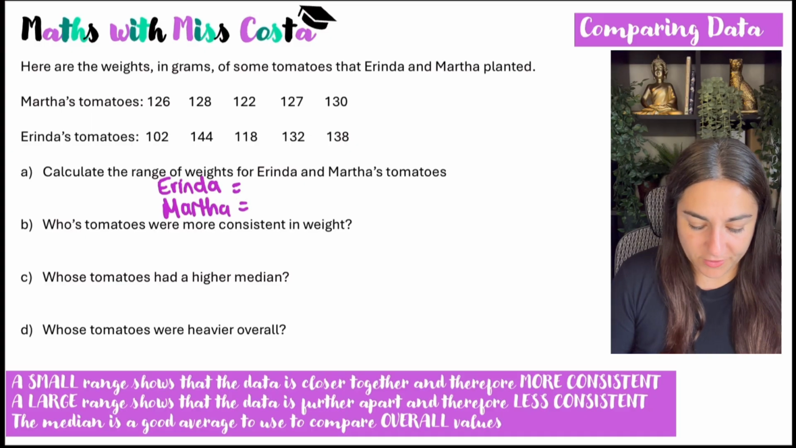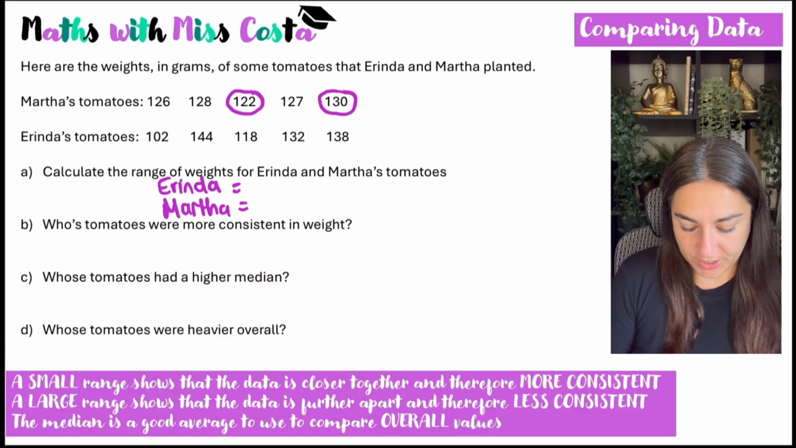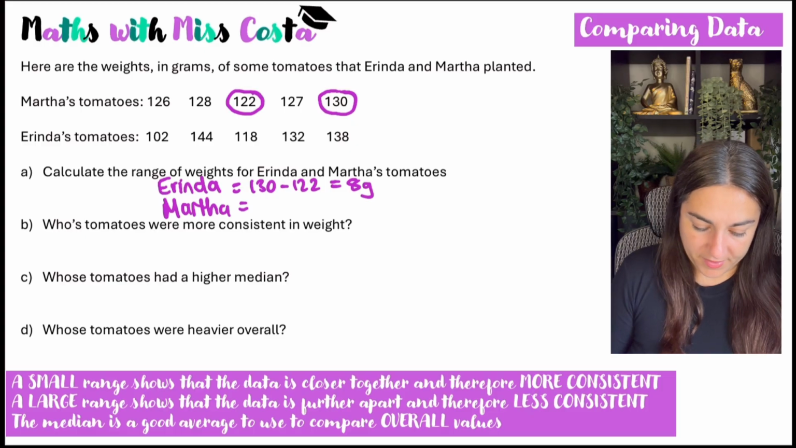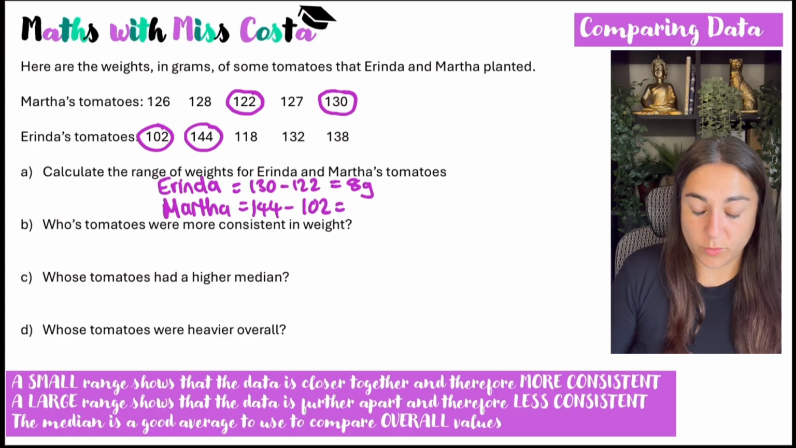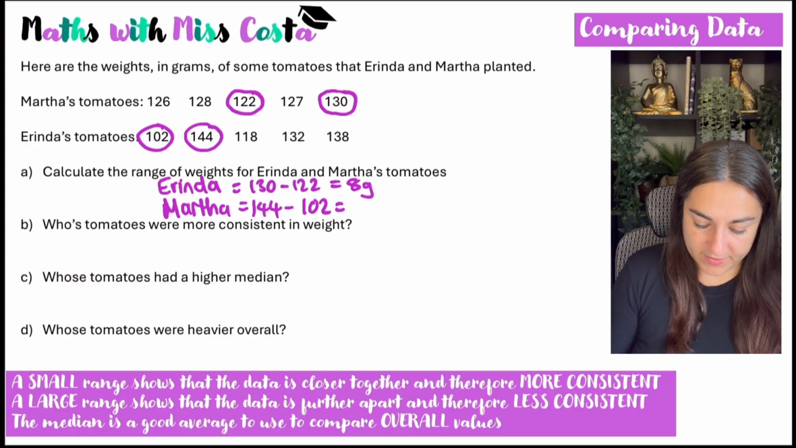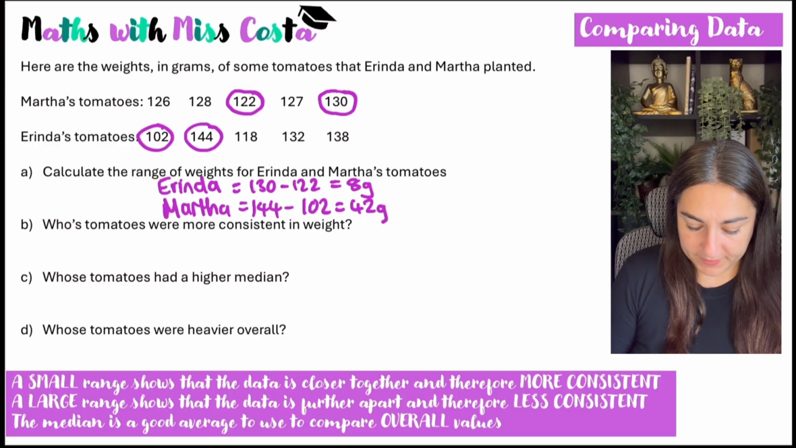So Arinda's largest or heaviest tomato is 130 and the lightest tomato is 122. So that's going to be 130 take away 122, which is 8 grams. For Martha, the largest tomato is 144 and the lightest tomato is 102. So 144, so 44 take away 2 is 42 grams.